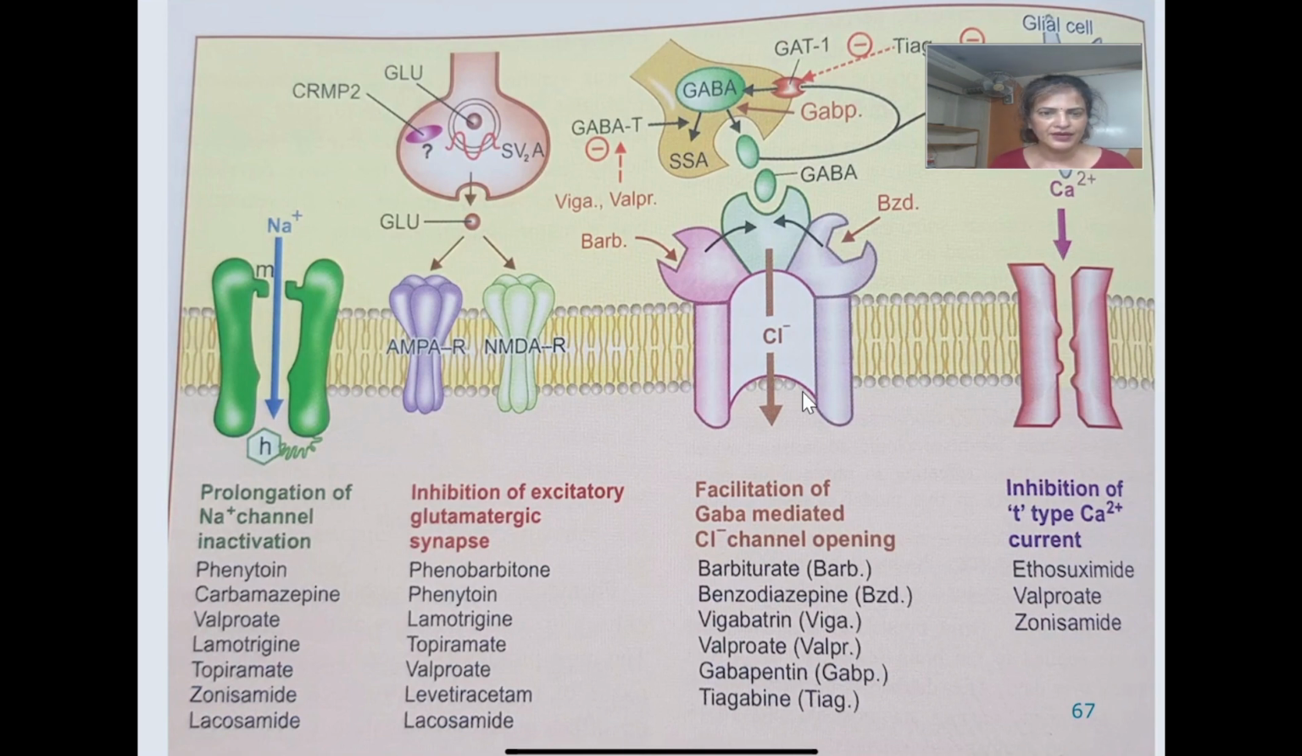So this again I have taken from the standard textbook of pharmacology by K.D. Tripathi. So here you can see, write the mechanism of action depending on the classification, like the drugs which are going to act by prolongation of sodium channel inactivation. Then the drugs which are going to inhibit the excitatory glutamatergic synapse, which are going to facilitate GABAergic, and which are going to act on the T type. You can add more to this. So you can write potassium channel opener, you can add that one.